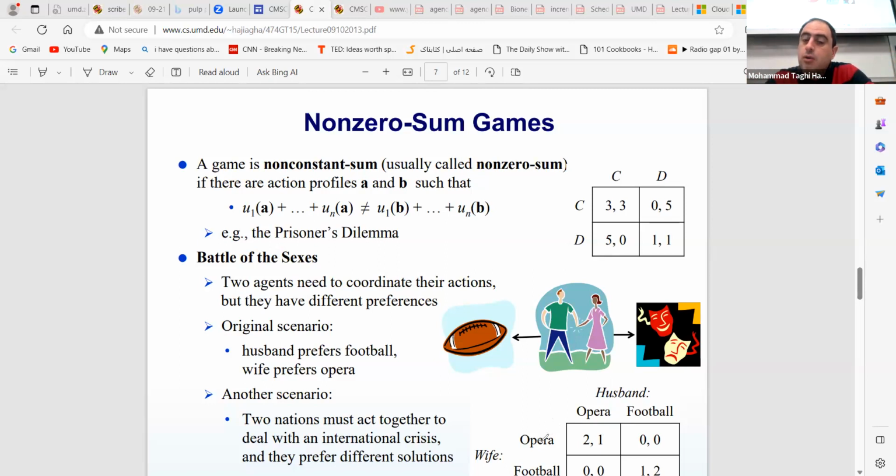But if one goes to opera and the other goes to football, then both of them get zero. So they prefer to be together, but at the same time each of them has different preferences. If the wife goes to football and the husband goes to opera, it would be 0-0. And if they both go to football, the wife gets 1 while the husband gets 2. So this is another good example of non-zero-sum games.